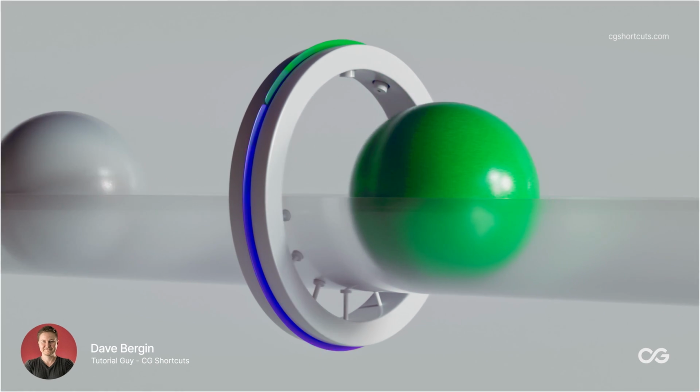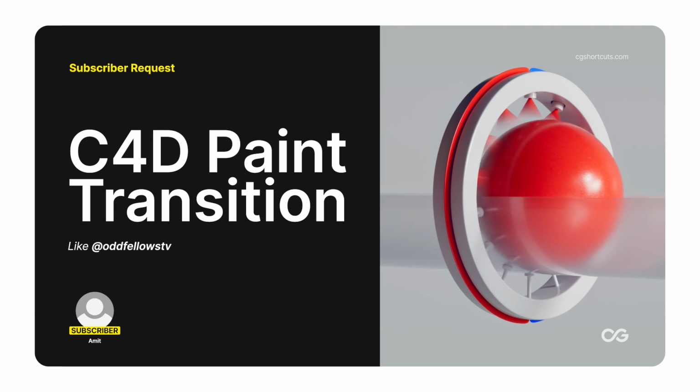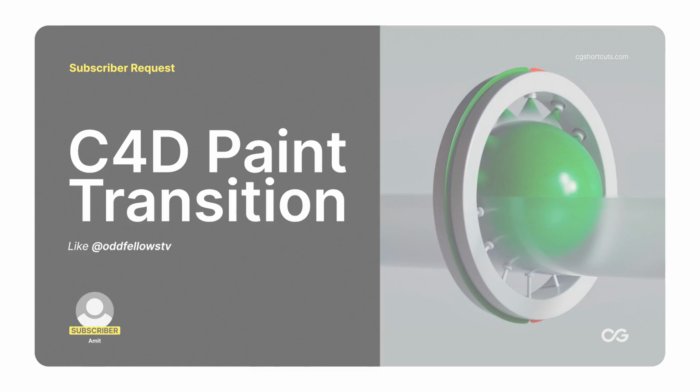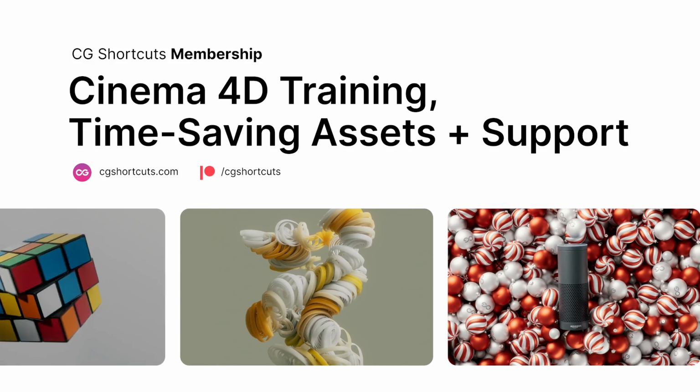Today we're answering another question from one of our subscribers who wanted to know how to create a paint transition effect in Cinema 4D.